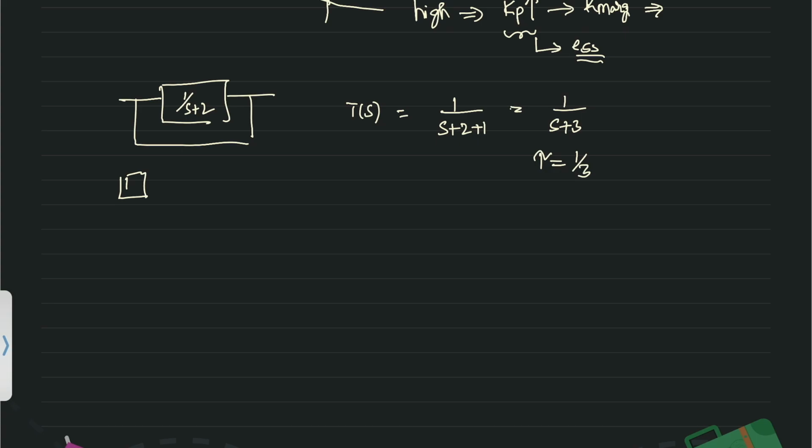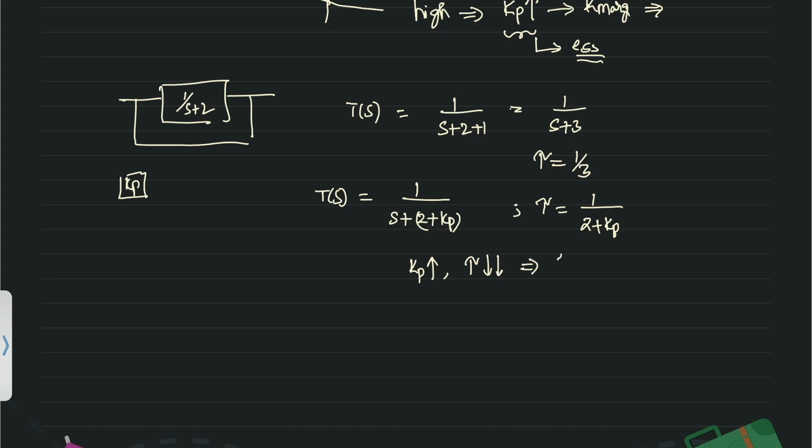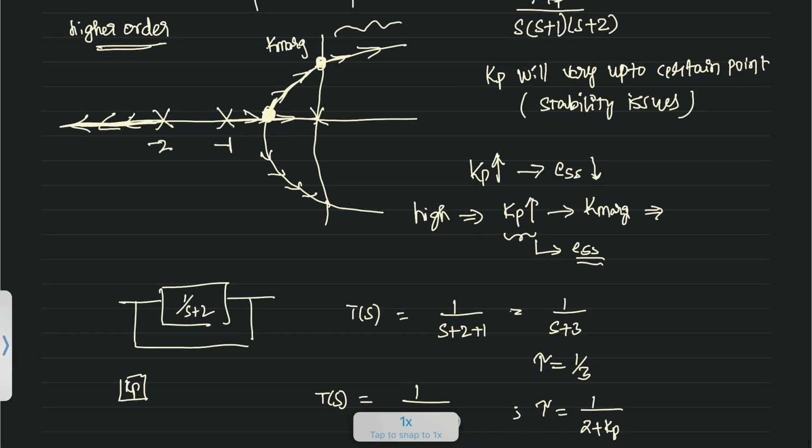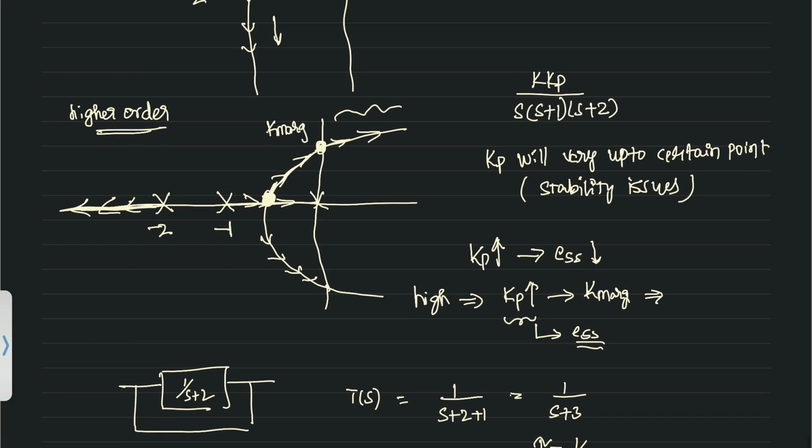Now I introduce a Kp in the forward path. What will the transfer function become? 1 by s plus 2 plus Kp. So the time constant is 1 by 2 plus Kp. If I increase the value of Kp, the time constant will decrease. What does it mean? It will give a faster response. This is one of the advantages. But there are major disadvantages, like the stability issues and the steady state error issue.